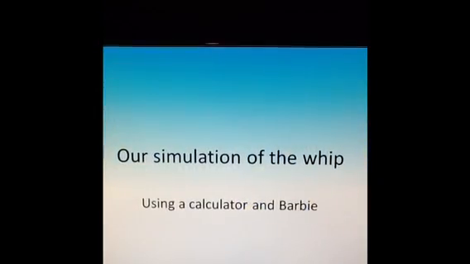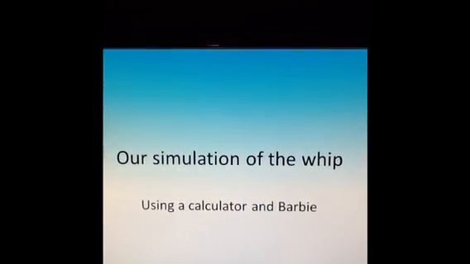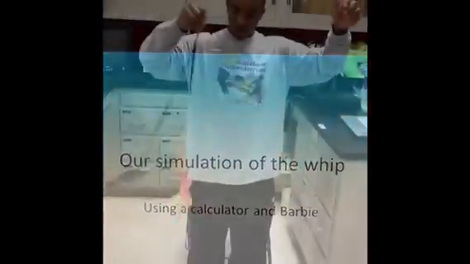This experiment relates to the real world in many different ways, the most obvious being rock climbing. Climbers are fastened to each other, and as one falls, his momentum will transfer to the other, bringing them down as well. This also will show how momentum is lost over a larger time period, and what formulas we should use to solve it. Our simulation of the whip using a calculator and a grown man's Barbie.